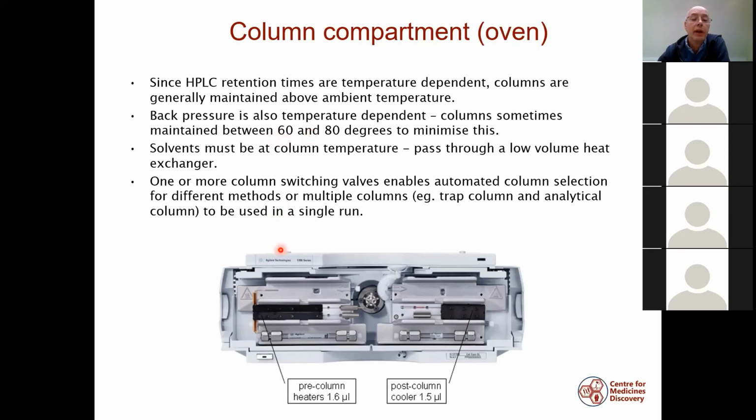If you're going to maintain your column above ambient temperature, you also have to have your solvents above ambient temperature. So they usually flow through a column heater, a solvent heater, before they go onto the column, so that they're at the same temperature as the column. You can have a switching valve here. This enables you to have one or more columns, which you can select for different methods that you want to run.